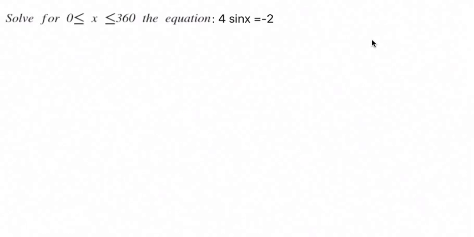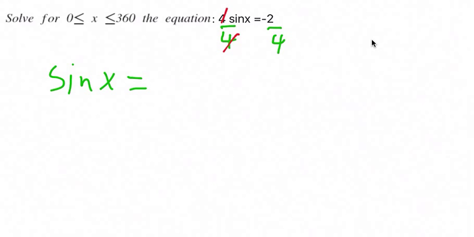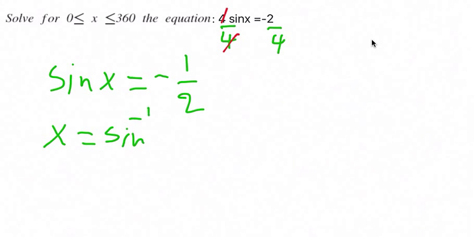First, you have to divide by 4 both sides. Okay, so when you divide by 4, in the first side you cancel the 4. So you get sine x equals minus 2 over 4. This simplifies to minus half. Then you get x equals sine inverse of minus half. Then check what is the angle that has a sine equals minus half.